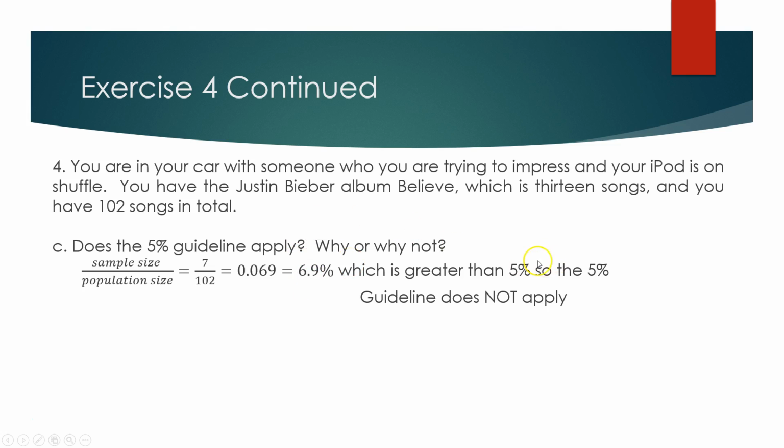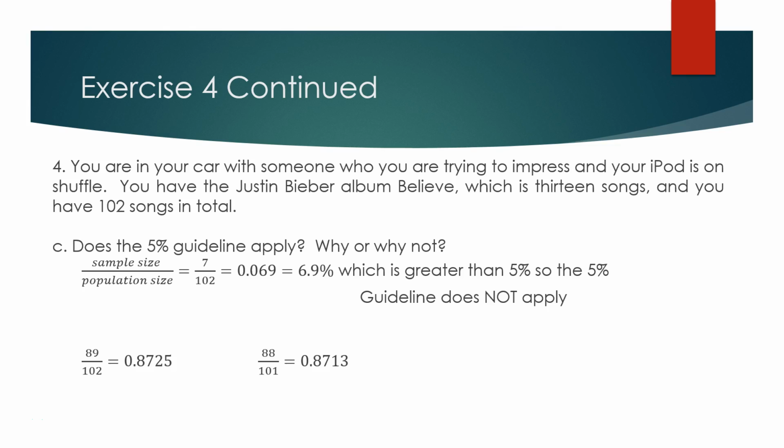This is greater than 5%, so the 5% guideline is not going to apply here. So that means that this is too big. 7 is too big compared to 102. So we're going to take this one step further and figure out the probabilities of the first and second fraction.